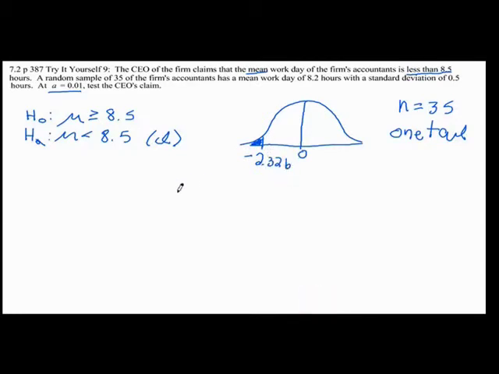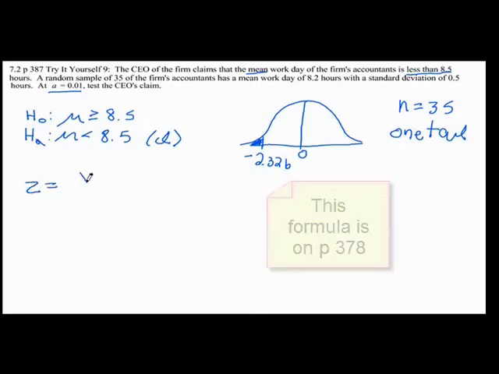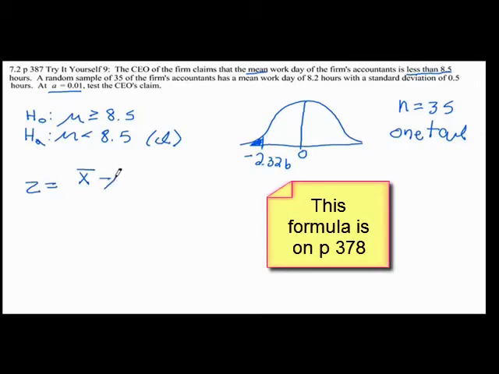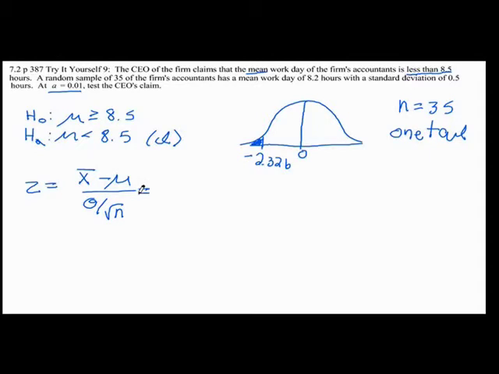The next thing we want to do is we want to find the z value. So what else do we need first? Well, for our z formula, we're going to need x bar and mu. We're also going to need sigma and divide by the square root of n. That's our z formula. So we're going to need our x bar. Well, in here we've got a sample of 35, so that's our n. Found a mean workday of 8.2.